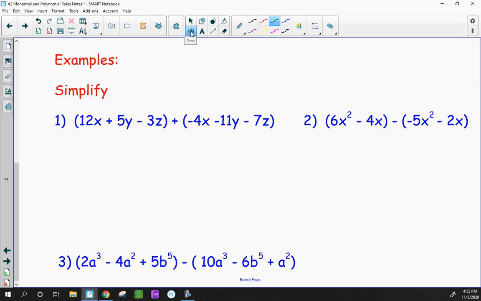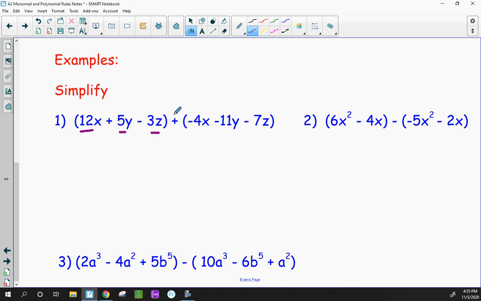Look at example 1. The directions are just very simple. It says simplify. And in number 1, you should see in the first parentheses there are 3 terms here. And you can tell that because the plus and the minus signs help separate them. That's a really good way to tell. There are 3 terms currently on the board in the first parentheses. That is a polynomial. It also can be classified as a trinomial, tri meaning 3.